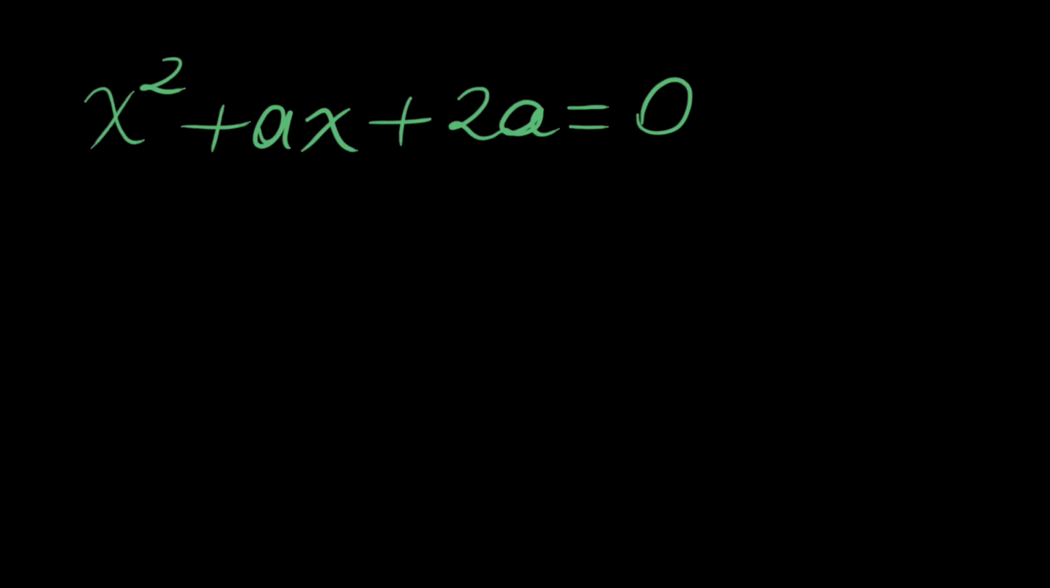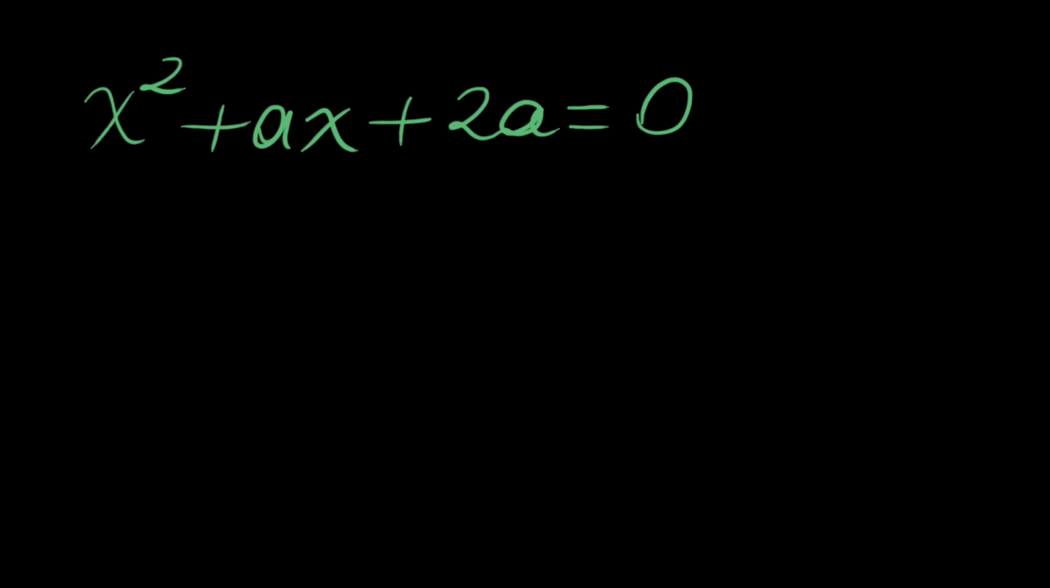We have a quadratic expression x squared plus a times x plus 2a is equal to 0. And the question is, for what values of a does this quadratic have two integer solutions? We want the roots to be integers. Whether this quadratic will have two different or equal roots is not important, but we want it to have integer solutions.